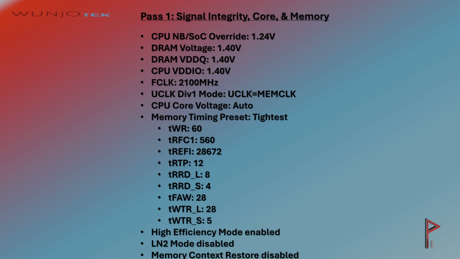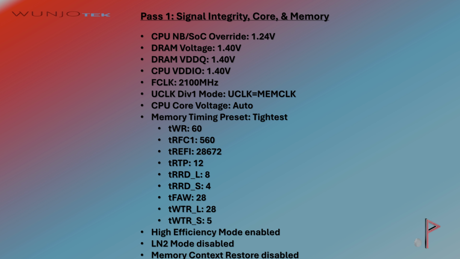UCLK equals memclock. Memclock keeps the memory controller, UCLK, and the DRAM clock, MCLK, in a 1-to-1 ratio, meaning that they're both running at the same frequency. My RAM is 6,000 megatransfers per second, which means its actual clock is 3,000 megahertz. This setting sets UCLK to 3,000 megahertz. Because the two are synchronous, every time the RAM completes a clock cycle, the memory controller does as well, meaning that data flows from the RAM to the controller without needing to be buffered to a different speed.